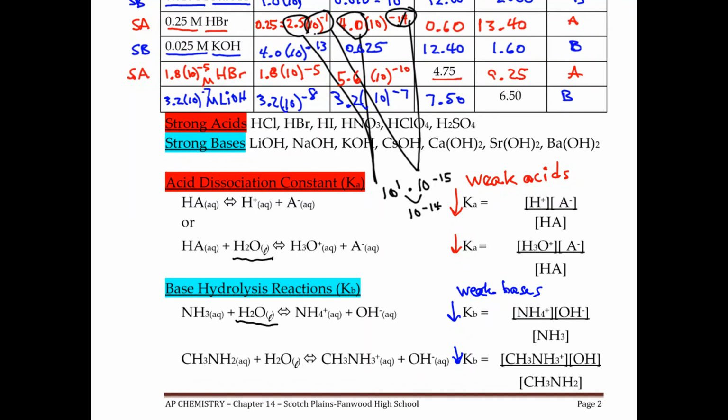On the next page, we'll start to take a look at each of these equilibria and figure out how to apply what we learned in chapter 13 with ICE charts. Okay, so weak bases, weak acids.